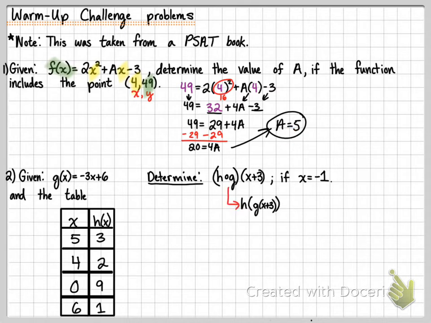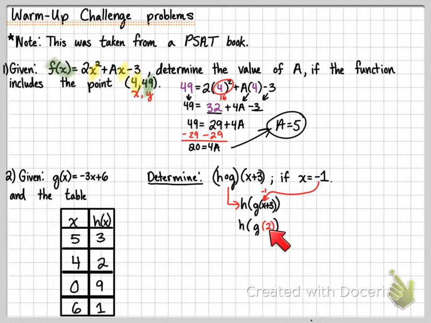Okay, and then this, remember from the last unit. First of all, we're given g of x equals negative 3x plus 6, and this table, which notice is h of x, and we're going to determine h of g of x plus 3, so this is how we can write it in simplified form, if x equals negative 1. So the first thing that we're going to do is plug negative 1 in for x. They give us what x is, so let's plug that in.